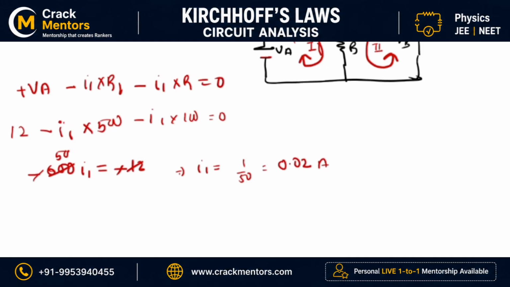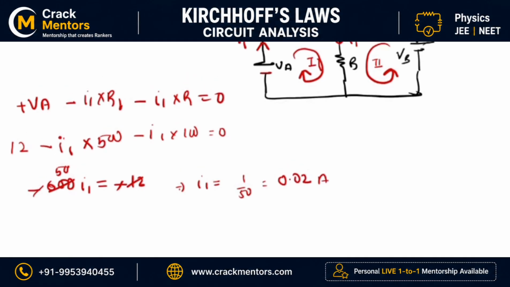Now the next thing I can do is solve for loop number 2. For loop 2, you are crossing the resistance R in the same direction, so minus I1 into R. Now you are going from the negative to the positive terminal, therefore plus VB is equal to 0. Therefore VB is equal to I1 into R. I1 is 1 by 50, and R is given as 100. The 50 cuts here, and this gives me a value of 2 volt.